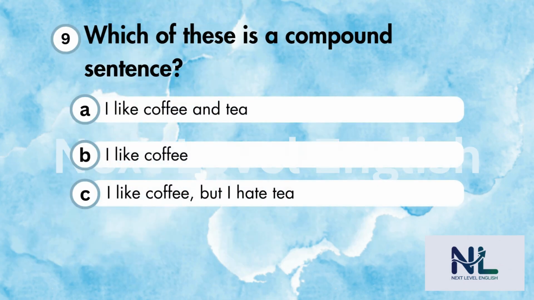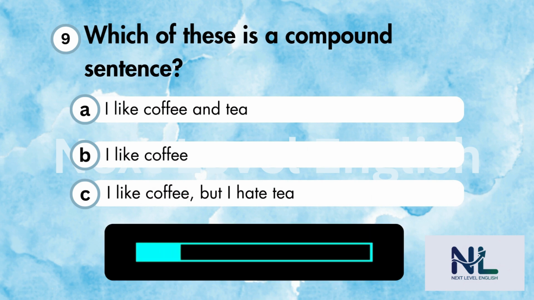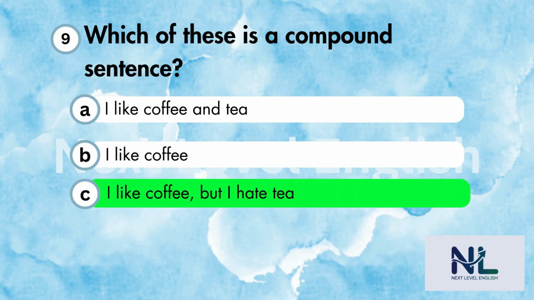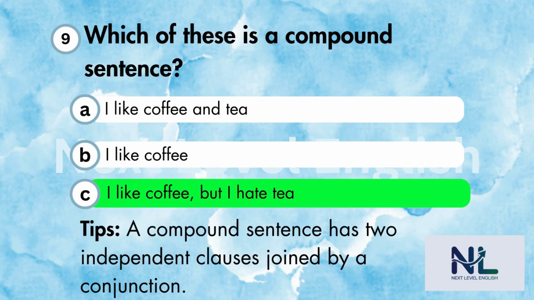9. Which of these is a compound sentence? I like coffee, but I hate tea. Tips: a compound sentence has two independent clauses joined by a conjunction.